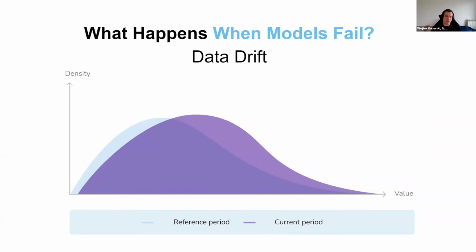Current period is something that we are currently experiencing, and we want to see what is the performance and whether there is data drift during the current period. And again, this current period can be last week, last month, whatever you choose.